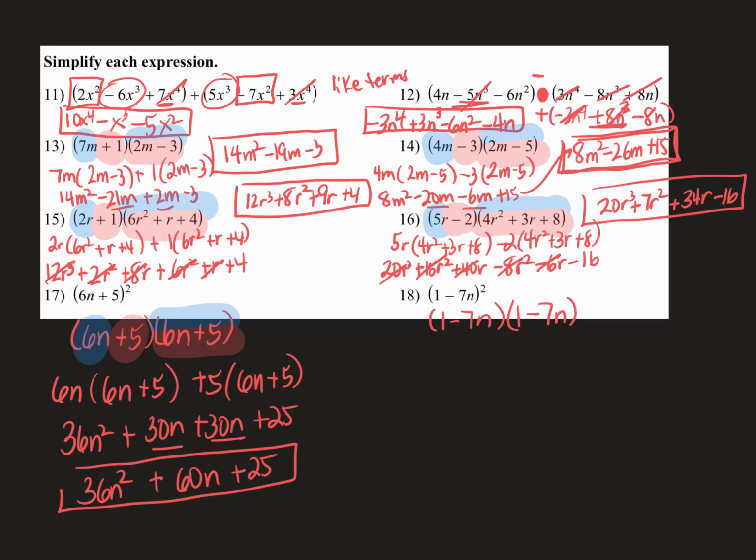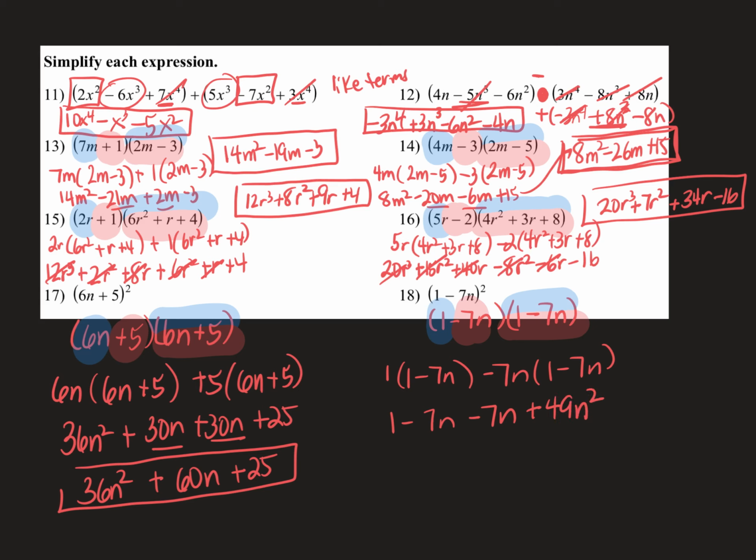I'm going to multiply 1 times 1 minus 7n and negative 7n times 1 minus 7n. 1 times 1 minus 7n, negative 7n times 1 minus 7n. Distribute. When you multiply 1 by anything, you get itself. Negative 7n times 1 is negative 7n. Negative 7n times negative 7n is positive 49n squared.